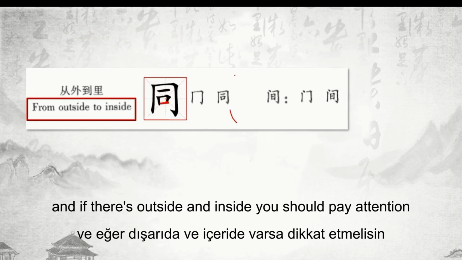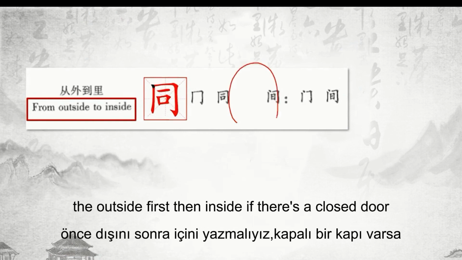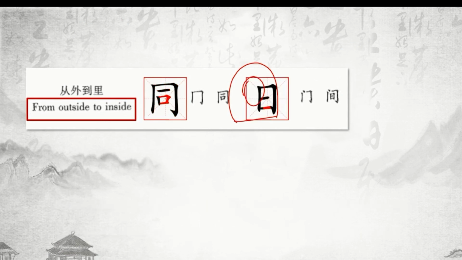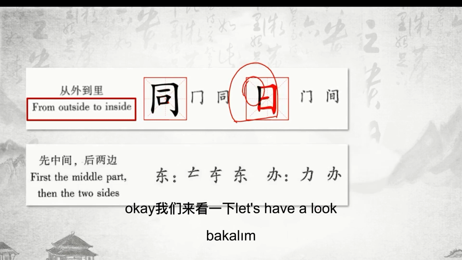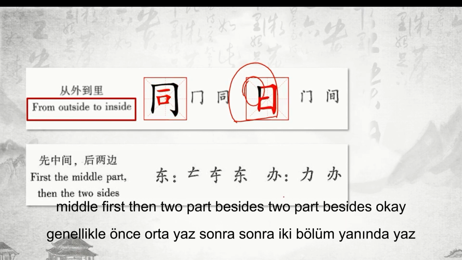And if there's outside and inside, you should pay attention. We should write down the outside first, then inside. If there's a closed door, then ending, close the door. This is the order. Okay, 我们来看一下. Let's have a look. If some words has like middle and besides, you should remind yourself, usually middle first, then two part besides. Okay.